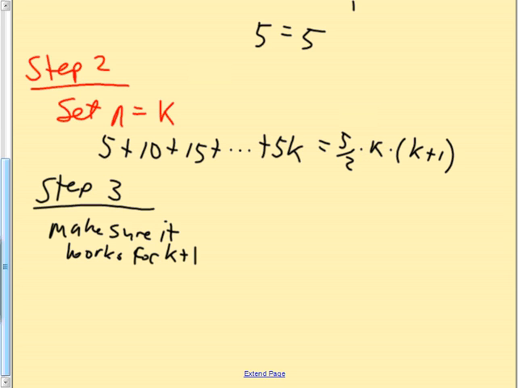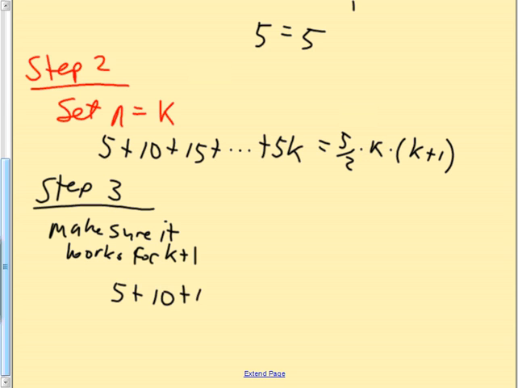Okay, so now I have to make sure it works for K plus 1. How do I do that? I'm going to copy this original again, and I'll just rewrite it. But okay, so my original again, except I got to leave a little space. I know you don't want to copy it again, but you need to.